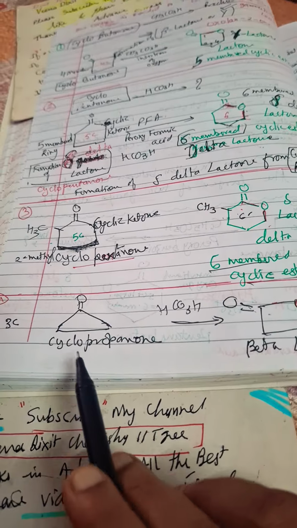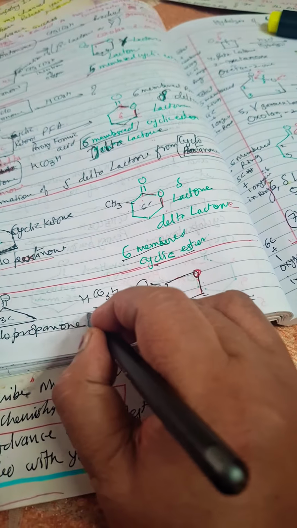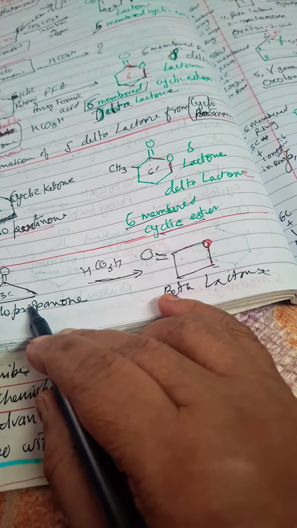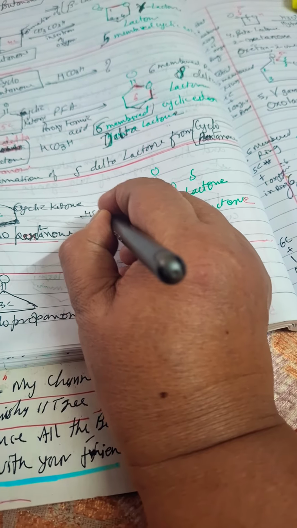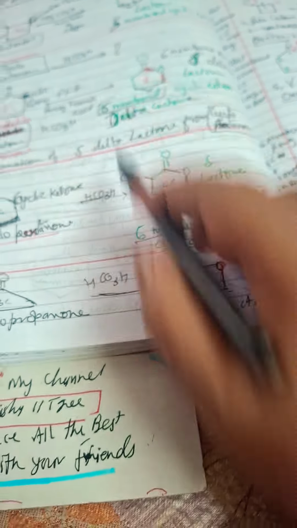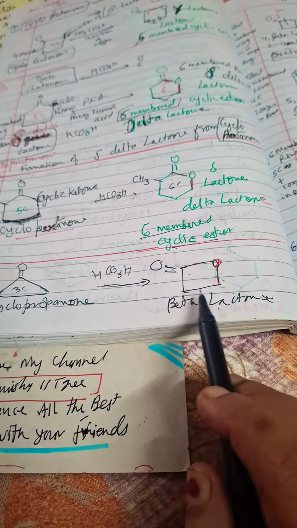Here cyclopropanone, a 3-carbon ring. Peracid, peroxyformic acid, is introduced here. Here also I have to write HCO3H. This is peroxyformic acid. So we will get beta lactone, a cyclic ester with a 4-member ring.